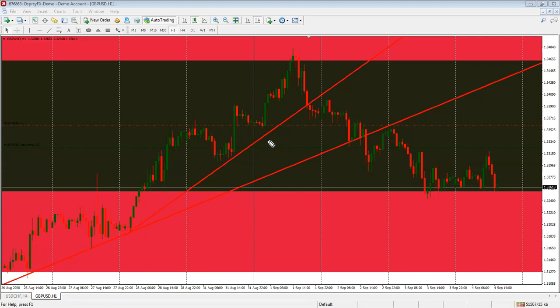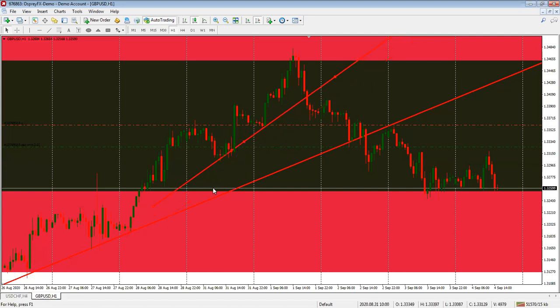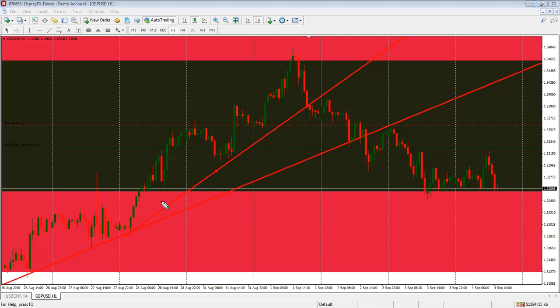Now, when we draw a trend line, we can draw a trend line for two main reasons. We can draw a trend line just for trend analysis. We can draw a trend line for momentum analysis. If we draw it for momentum analysis, we draw it from this low here to this low here, and then we extend it to the future.